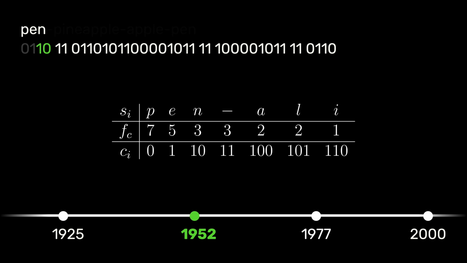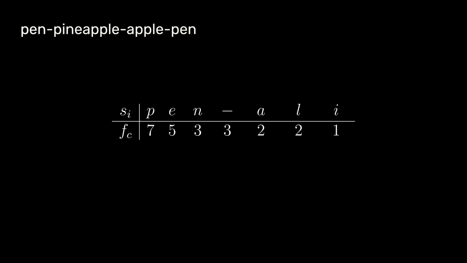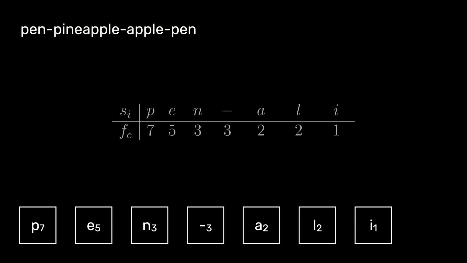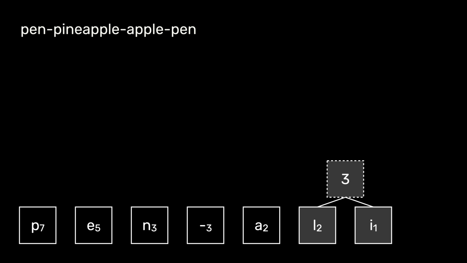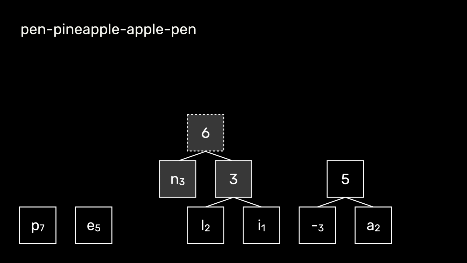Here is how it works. We start with our message with frequencies of each character. Then, we create nodes for each symbol with their frequencies. Then, we pick two of the least frequent nodes and merge them. We keep doing this until we have a unified tree left.